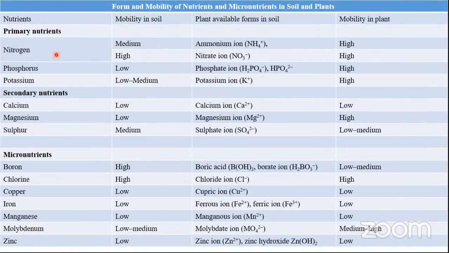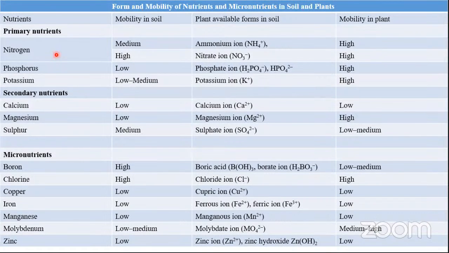By applying gypsum, naturally what will happen? The pH will increase. The acidic part will be replaced by calcium, so naturally the pH will be stabilized. It comes up to 6 or 7. Then the solubility will be released. The phosphorus fixed by iron and aluminum will be released, and this phosphorus will be dissolved in the soil solution, and it will be taken up.